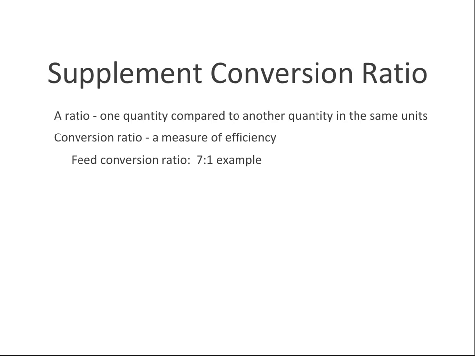Supplement conversion ratio is a ratio. It is one quantity compared to another quantity, in the same units. So supplement conversion ratio doesn't have units, it's a ratio. It is a ratio just like feed conversion, which you're used to seeing in a feedlot environment, is also a ratio. In this case, you might see something like 7 pounds of feed to 1 pound of gain. That would be a common number used in a feedlot environment. Supplement conversion ratio is a ratio just like that, but we're just dealing with the supplement part rather than all of the total feed.